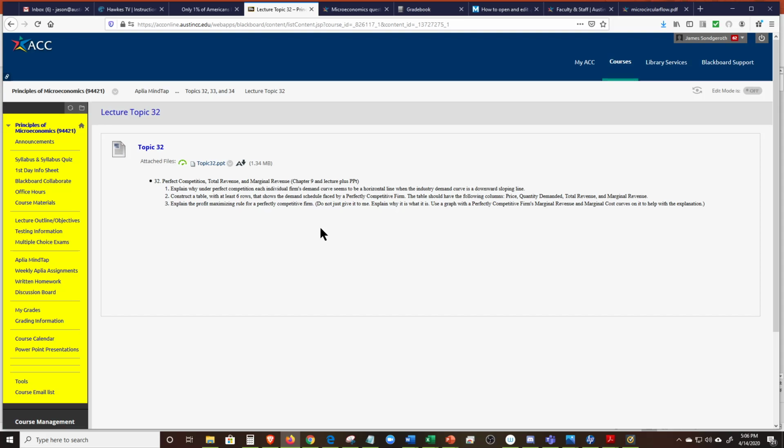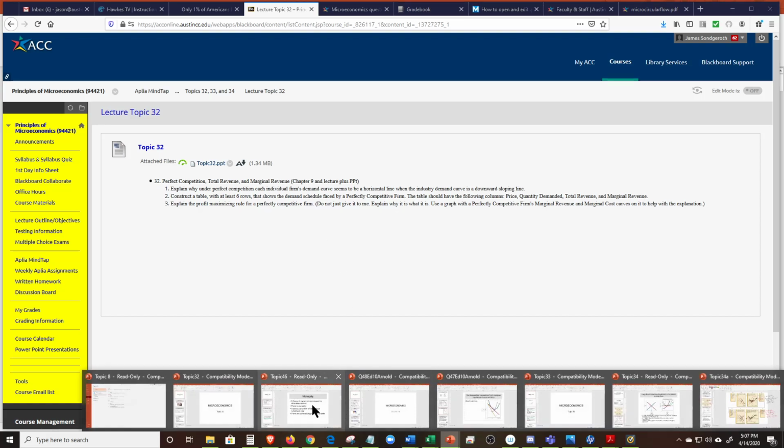And the third part to topic 32 is explain the profit maximizing rule for a perfectly competitive firm. Do not just give it to me. Explain why it is what it is. Use a graph with a perfectly competitive firm's marginal revenue and marginal cost curves on it to help with the explanation. Yeah, I think we can do that. All right, so now let's turn to the PowerPoint.